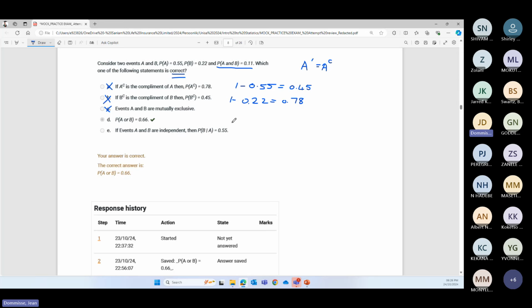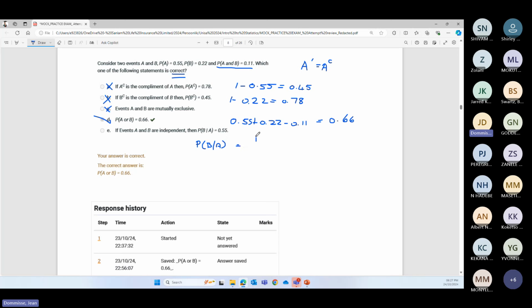Then I will work out the probability of A or B. It is probability of A plus probability of B minus the A and B, and that will give us 0.66. That is correct.